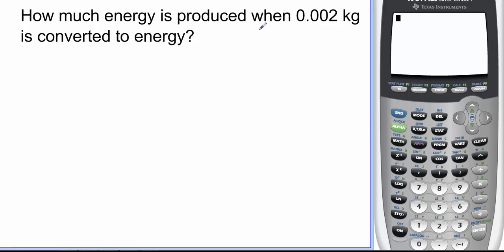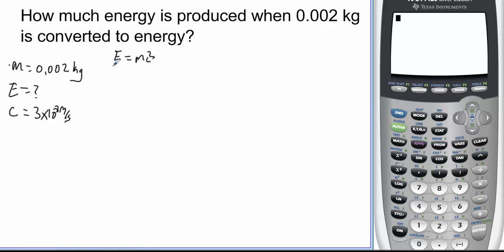How much energy is produced when 0.002 kilograms of matter is converted into energy? Whenever we have a problem, you start by writing what you know. So you know that there are 0.002 kilograms of matter. You know you're looking for energy. How much energy? Question mark. Then you go for the equation that tells you how they're related. That equation is energy equals mass times the speed of light squared, and so c is 3 times 10 to the 8th meters per second.